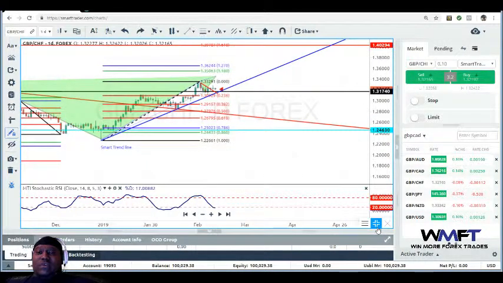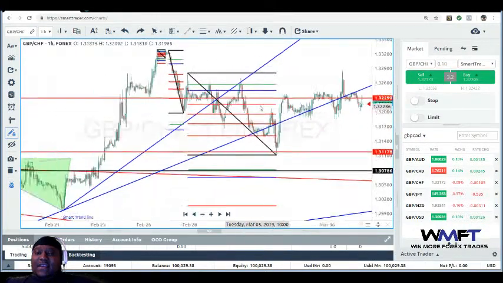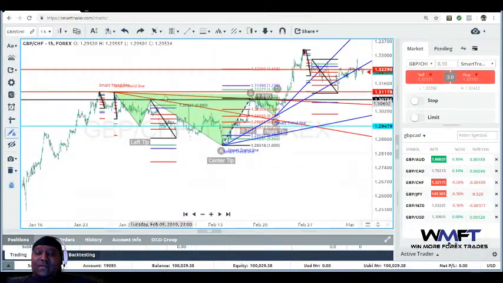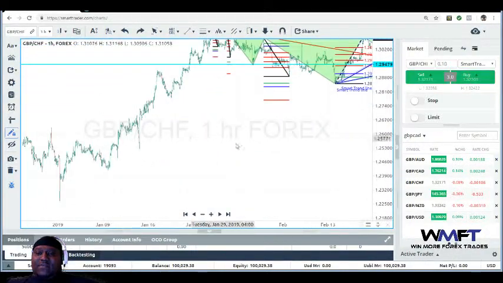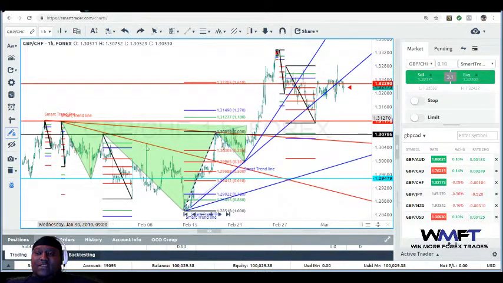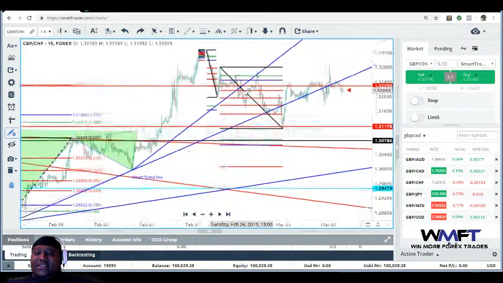So that being said, let's just go to the 1 hour time frame. What's going on in the 1 hour time frame? On the 1 hour time frame, we got this bullish crown formation right here, and the market hit the 1618 extension.